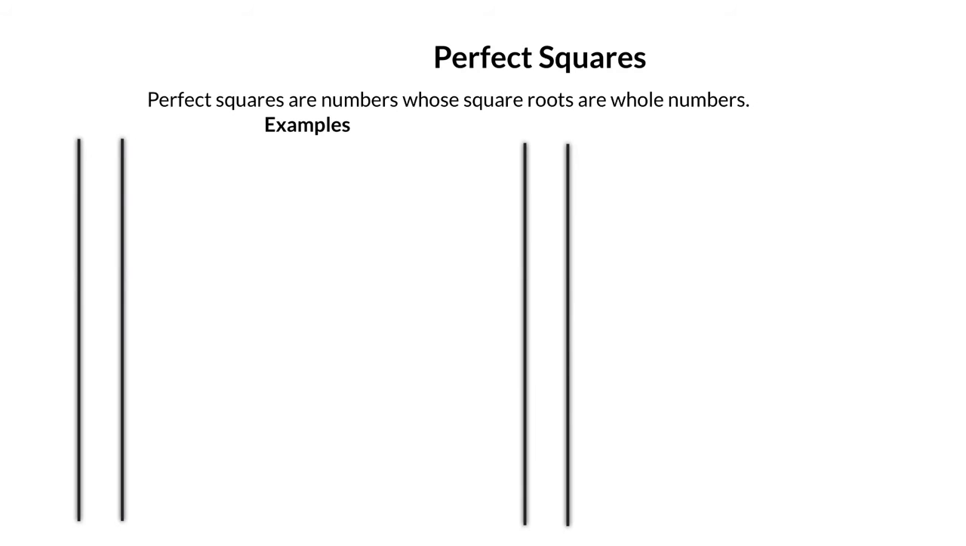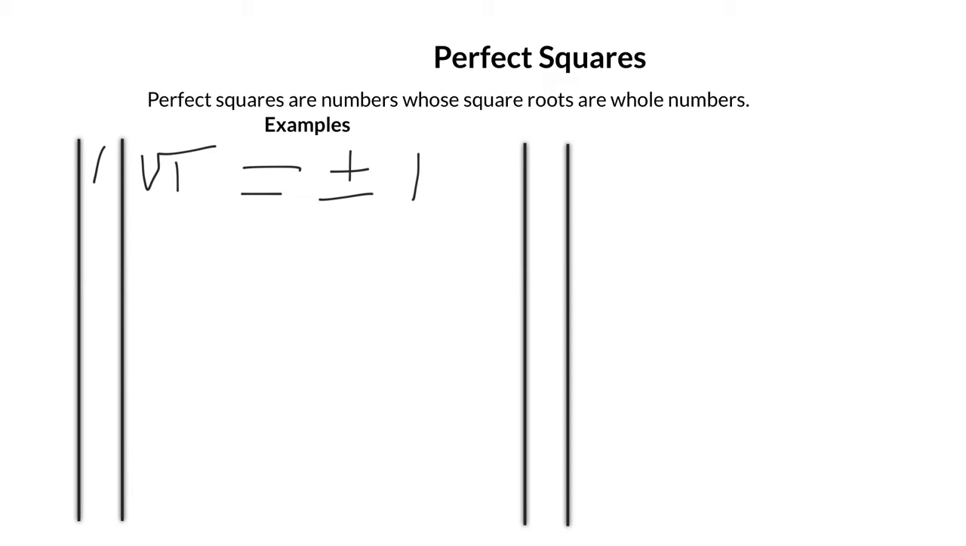Perfect squares. Perfect squares are numbers whose square roots are whole numbers. Examples. Number 1. Square root of 1 is plus or minus 1. 1 here is a whole number. Therefore, 1 is a perfect square.